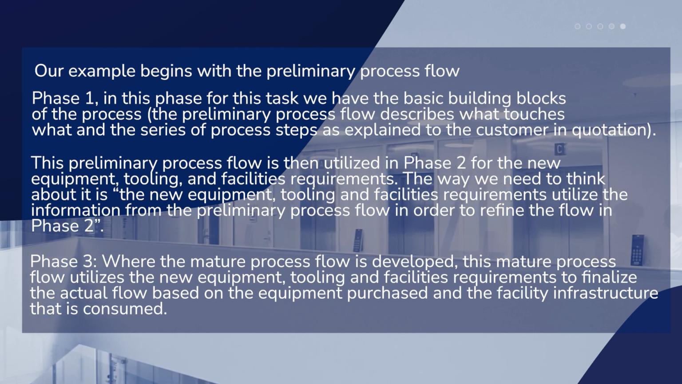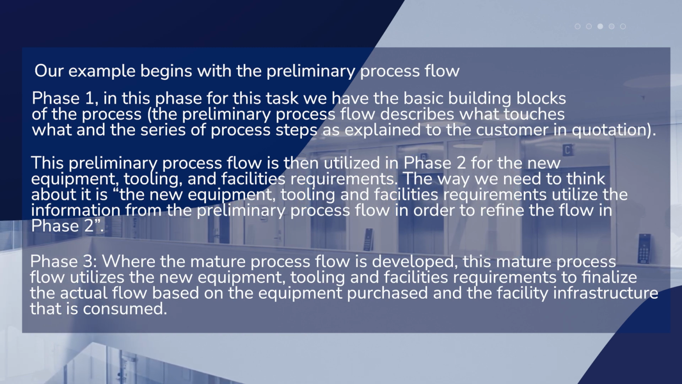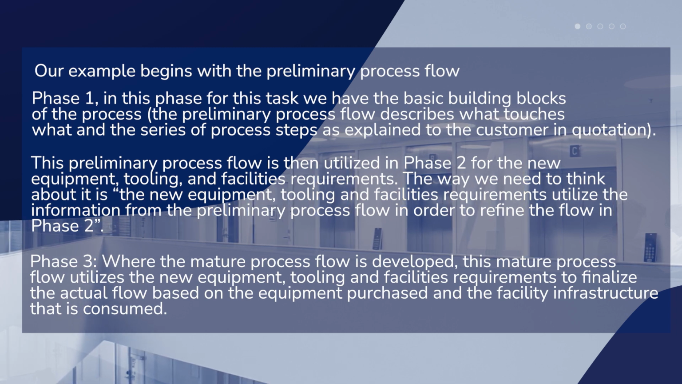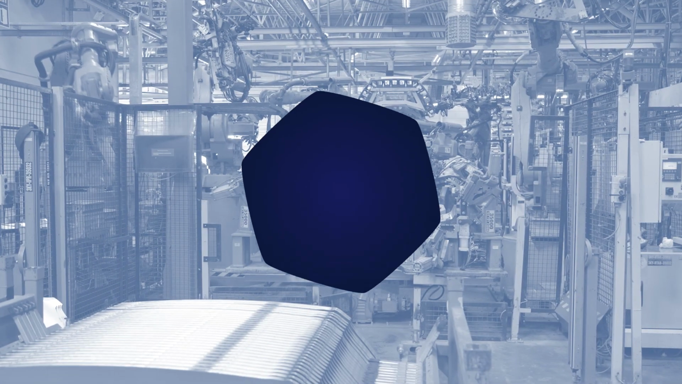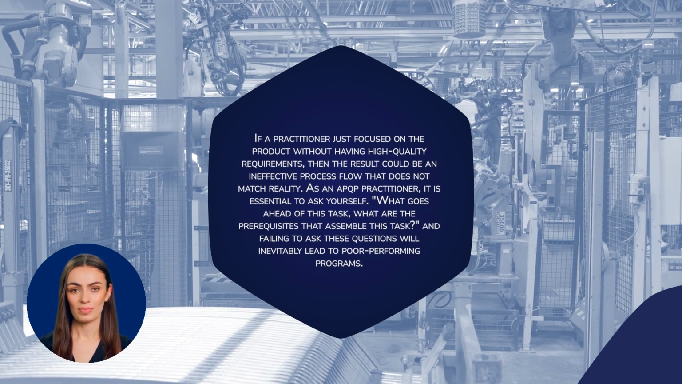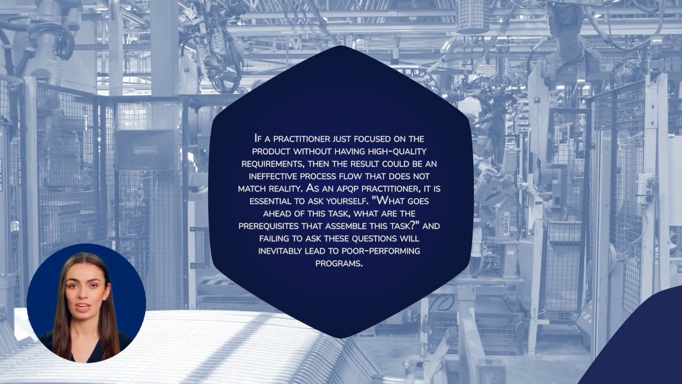Phase 3 is where the mature process flow is developed. This mature process flow utilizes the new equipment, tooling, and facilities requirements to finalize the actual flow based on the equipment purchased and the facility infrastructure that is consumed. If a practitioner just focused on the product without having high-quality requirements, then the result could be an ineffective process flow that does not match reality.